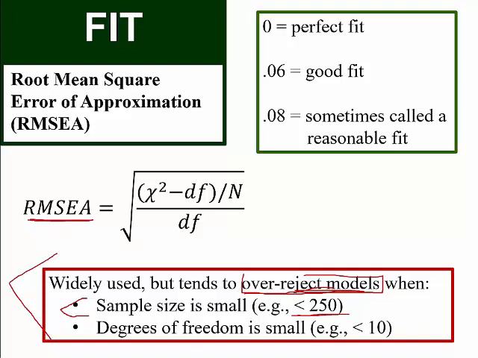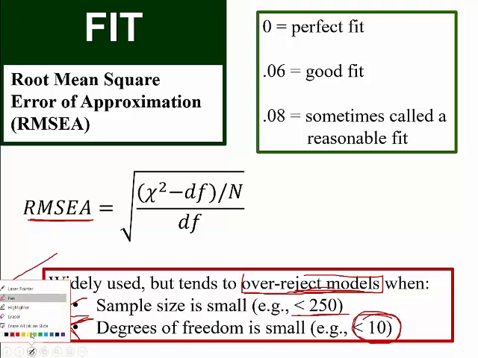bad fit. Also, if your degrees of freedom are small, so for example, if you have fewer than 10 degrees of freedom, this works well if you have a big model with lots of constraints, but if you have a model that doesn't have that, for example, we were looking at that confirmatory factor analysis model that just had 2 factors and 6 items, that didn't have very many degrees of freedom, that could be a little bit problematic as well.